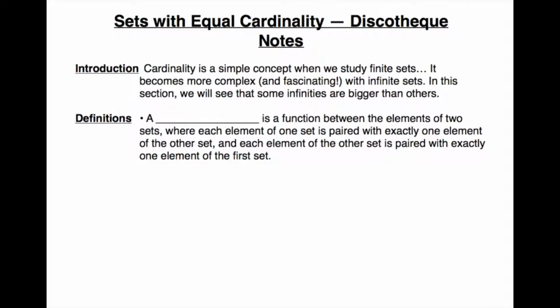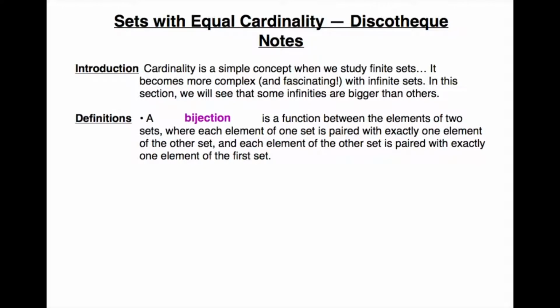Yes, indeed, it's possible that A is an infinite set and B is an infinite set as well, but the cardinality of A is greater than the cardinality of B. So to discuss this new idea, we need to introduce a new concept, which is called bijection.